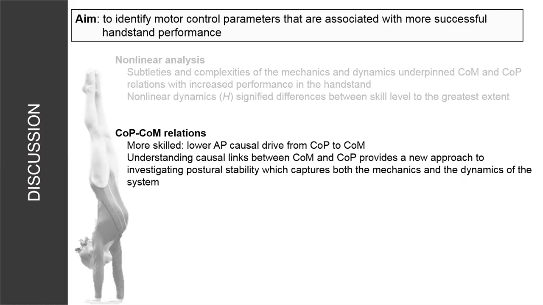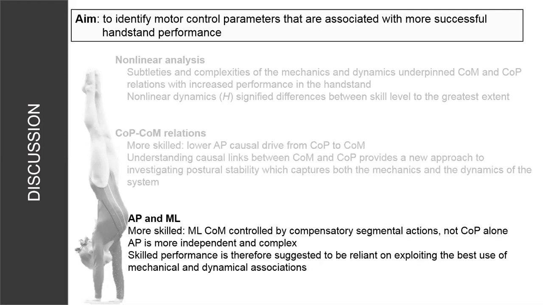Secondly, the importance of the center of mass to center of pressure relations, indicating that greater skill performers are characterized by subtleties that define that relation. And thirdly, the importance of considering mediolateral control strategies along with anterior posterior. And we actually found within this research that the skilled performers are more able to exploit to the best use the mechanical and dynamical associations within these two, so within the anterior posterior and medial-lateral, in comparison with the less skilled gymnasts.